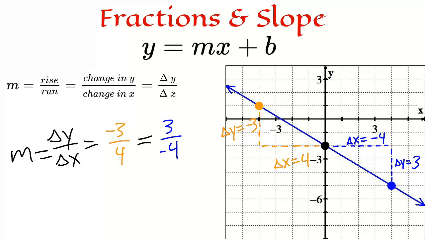So notice our numerator tells us up or down. Up is positive, down is negative. Our denominator tells us left or right. Left is negative, right is positive. Any questions there?